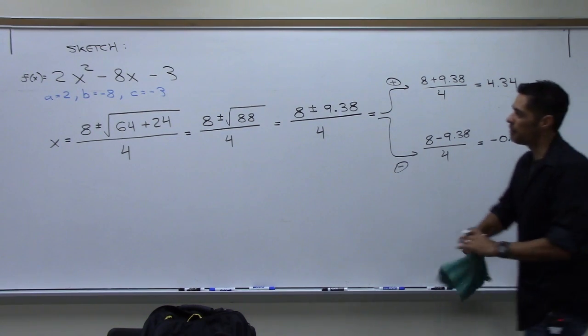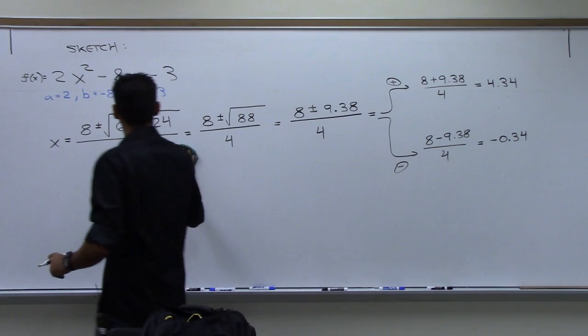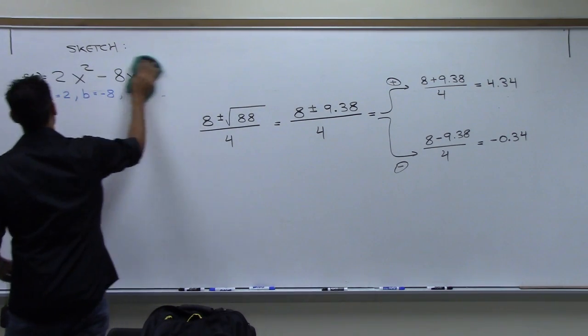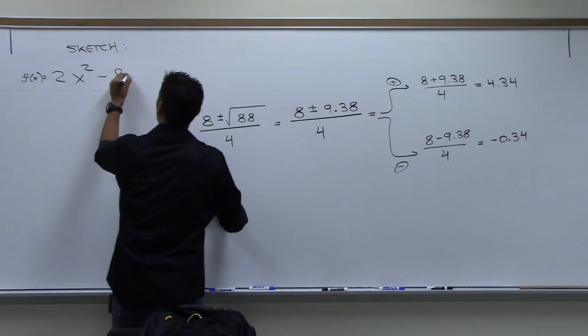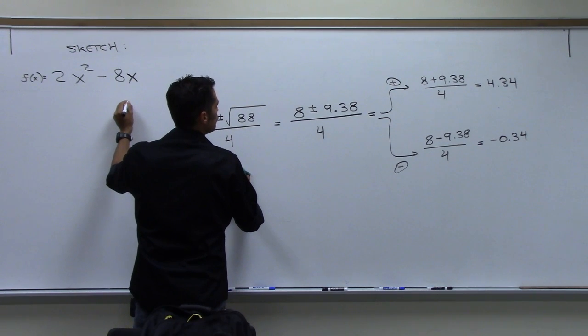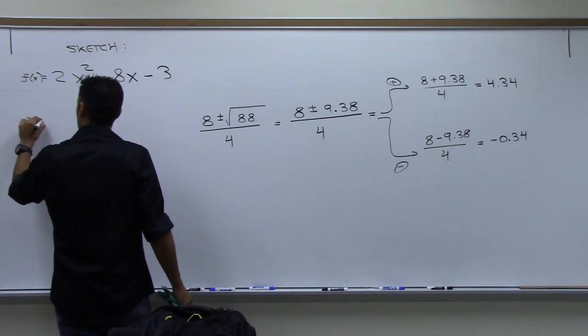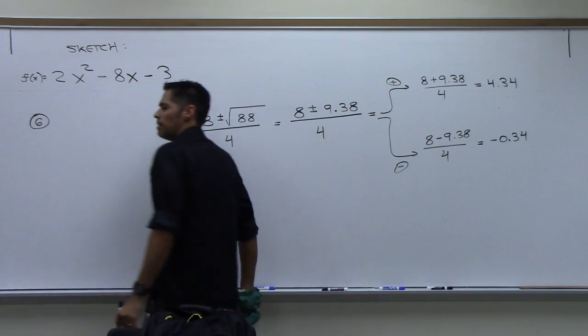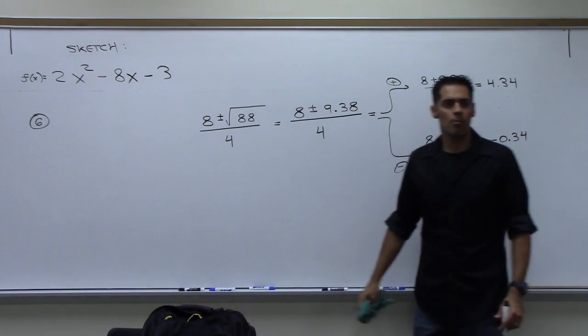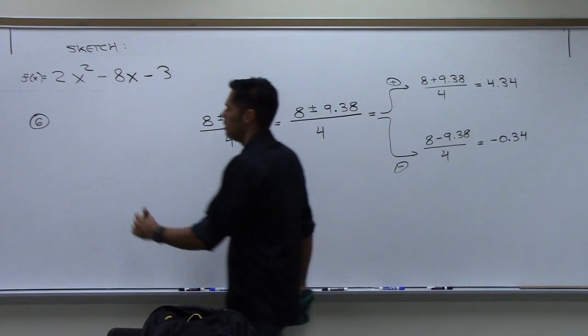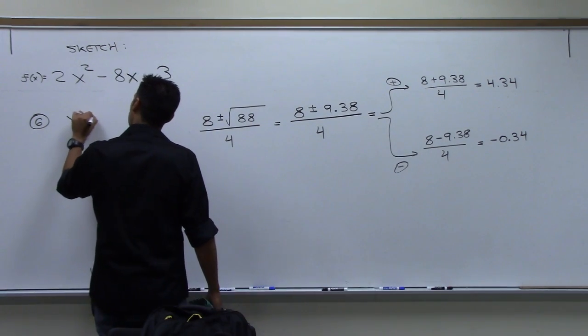All right. We have found the x-intercepts. So now we move on, right? Step 6. What's step 6? Y-intercept. And how do we find the y-intercept?